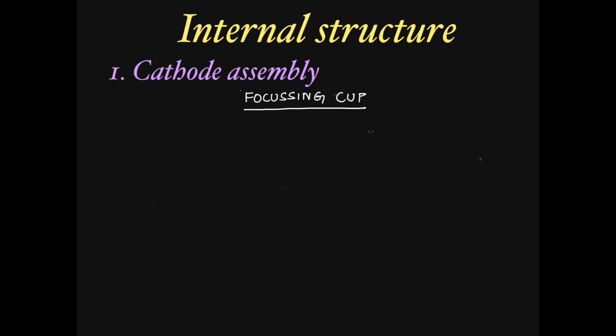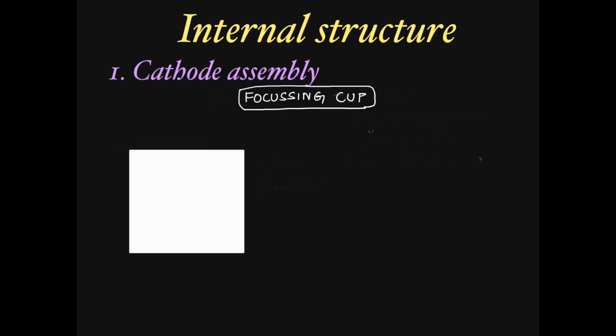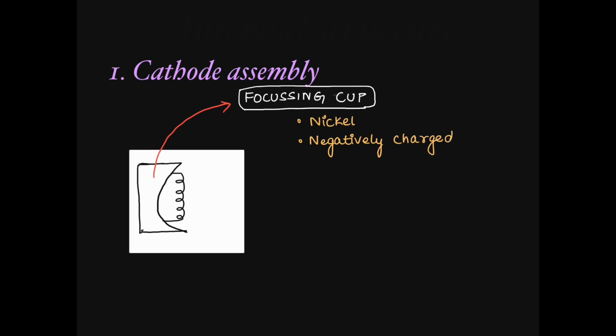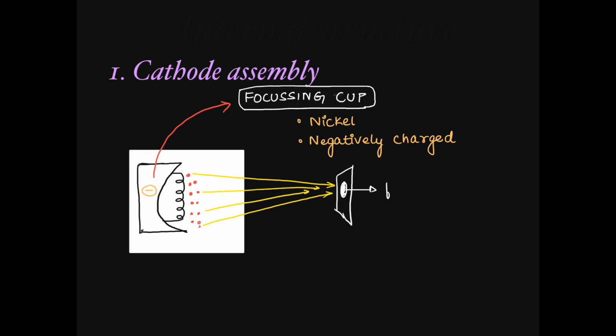Coming to the focusing cup, this is a structure which holds the tungsten filament within. It's a cup-like structure which is commonly made out of nickel and kept at negative potential, or negatively charged. Normally the electrons move in different directions, but since the focusing cup has negative potential, it is able to focus all the electrons to a point called the focal spot on the anode. This focal spot is dependent on the shape and the charge given to the focusing cup.